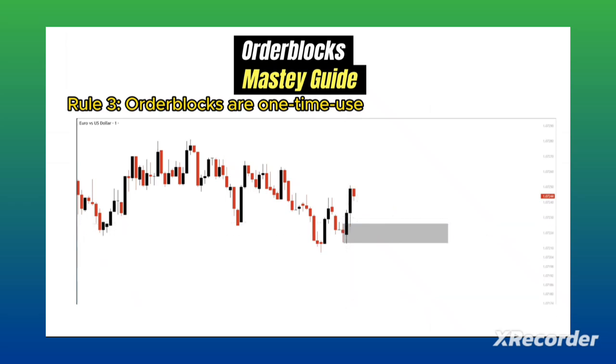And the third rule is that we do not reuse order blocks. So the previous one was at this zone. This is named an already mitigated order block.